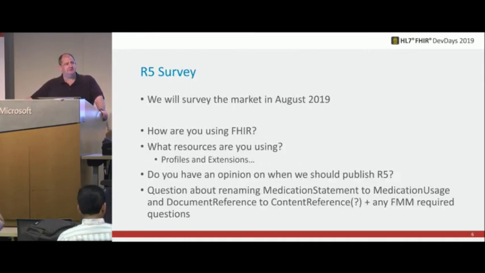Now, what we're actually going to do is survey the market in August this year. We're going to go to all FHIR users, every member of HL7 and everybody else that we can find, through Twitter and direct emails and through all the affiliates and so forth, everyone in the world. We're going to ask them a series of questions: how are you using FHIR, what resources are you using, and we're going to be asking about profiles and extensions. And particularly, we're going to be asking whether you have an opinion on when we should publish Release 5.